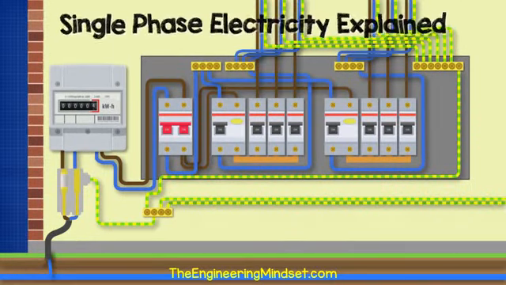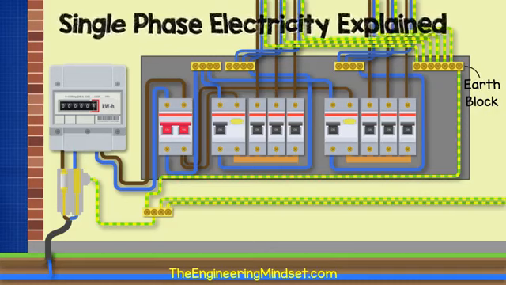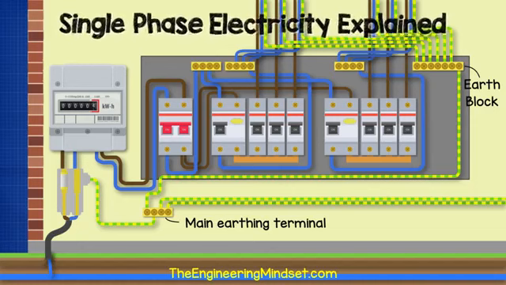The earth wires will connect from these fixtures into the consumer unit. All the earth cables for each circuit then connect into the earthing block in the unit. Another earth cable will then connect from this earthing block in the consumer unit over to the main protective earthing terminal, which is typically located somewhere near the electricity meter.